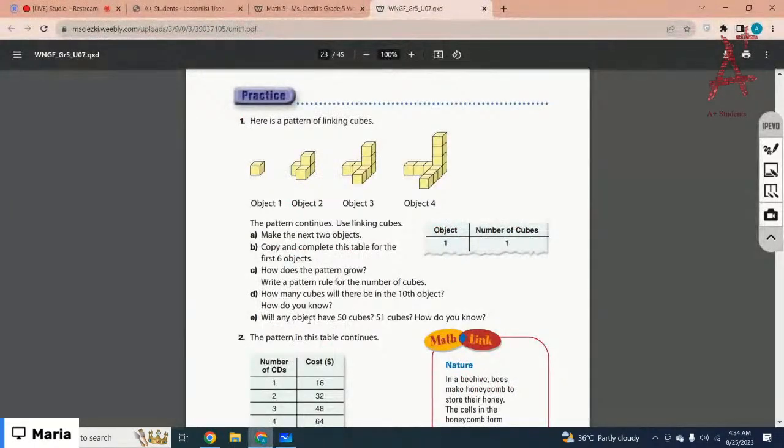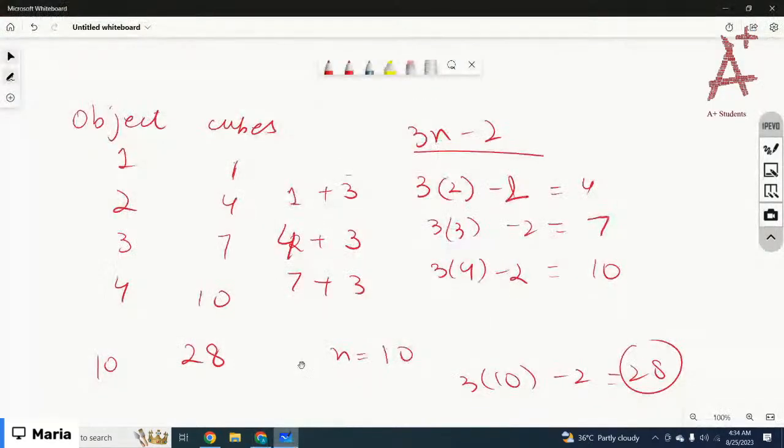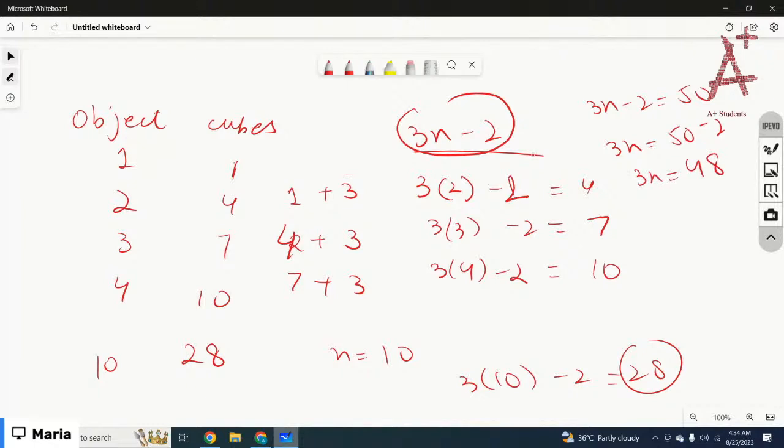Will any object have 50 cubes, 51 cubes? How do you know? Okay, 50 cubes. Let's see if with any object, this is the pattern rule, 3n minus 2 equals 50. It would be 3n equals 50 minus 2, that is 3n equals 48, right? Divide both sides by 3, so n equals 16. That means the 16th object has 50 cubes, right?